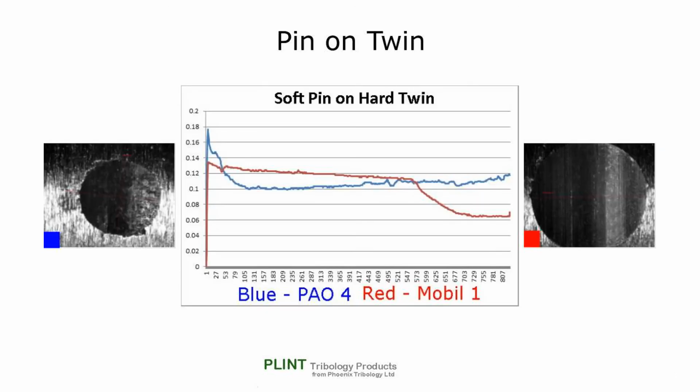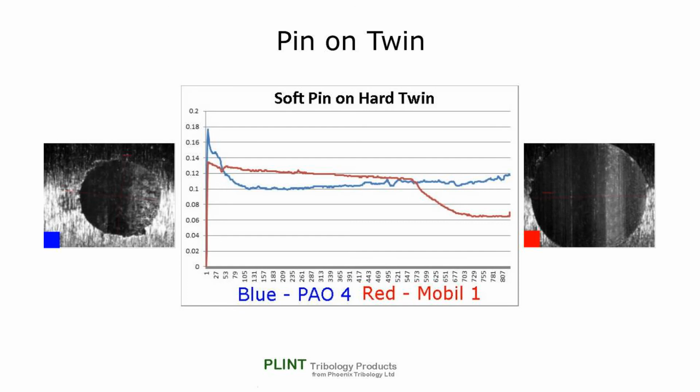With a soft pin on a hard twin, despite providing very clear wear scars on the soft pin, the wear with the fully formulated oil is much higher than for the base fluid. However, the friction traces are very different, perhaps indicating very different running in and wear processes. The base oil wear scar shows signs of adhesive wear, and the friction trace indicates initial severe adhesive wear with a transition to mild adhesive wear.